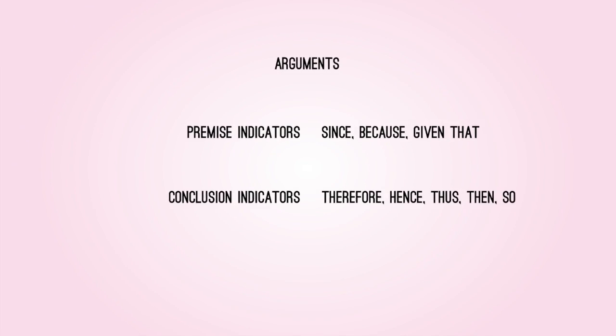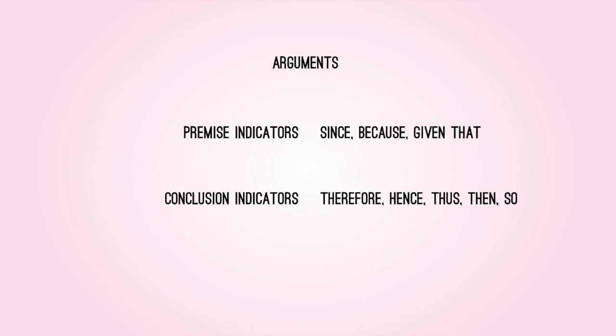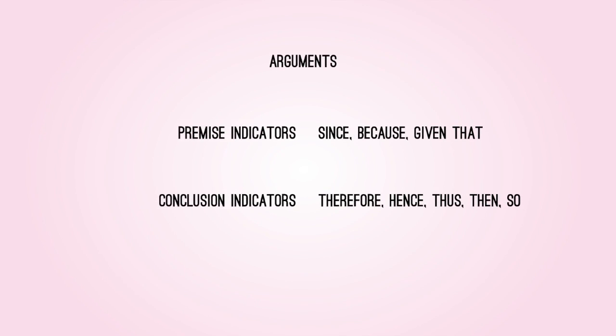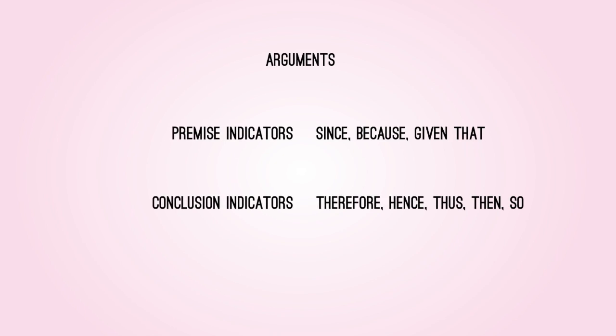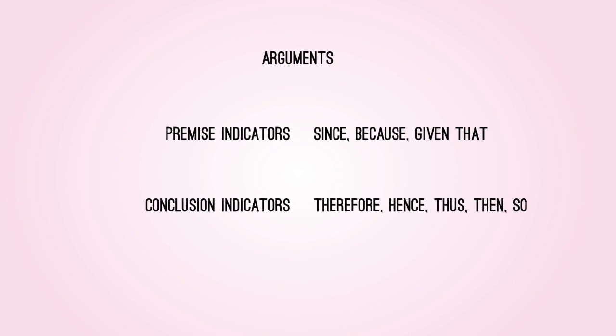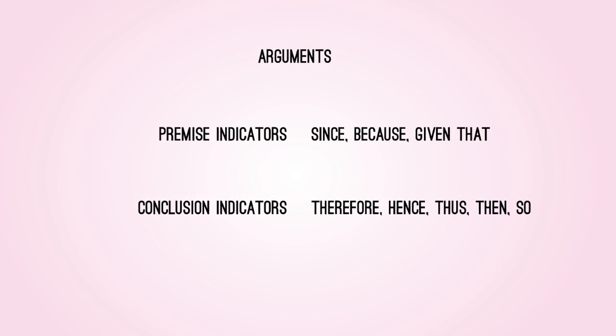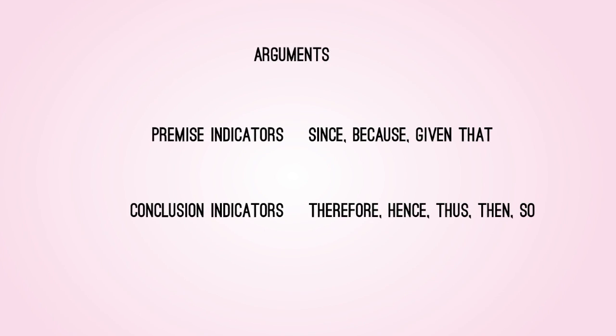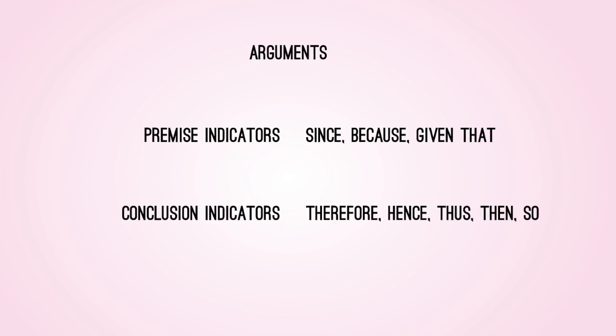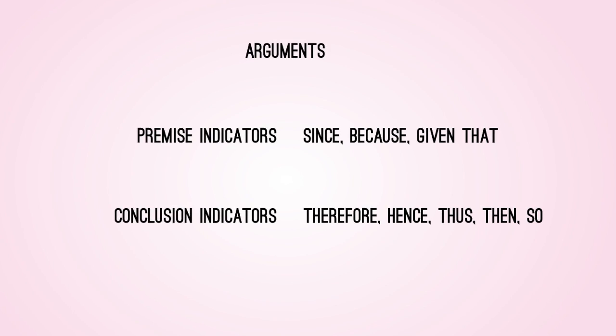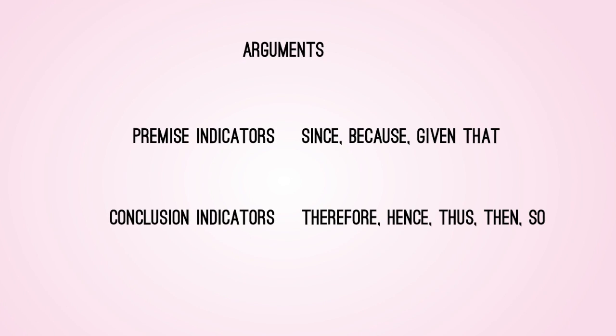When people mean to give arguments, they often use words like therefore and because. When analyzing an argument, the first thing to do is to separate the premises from the conclusion. Words like these are a clue to what the argument is supposed to be, especially if in the argument as given the conclusion comes at the beginning or in the middle of the argument. Premise indicators: since, because, given that. Conclusion indicators: therefore, hence, thus, then, so.